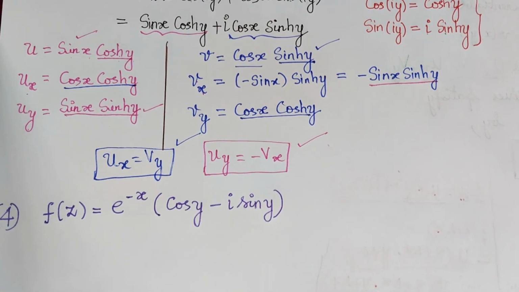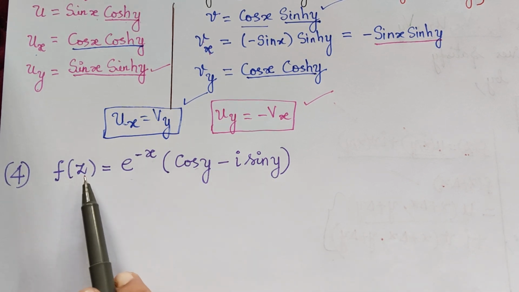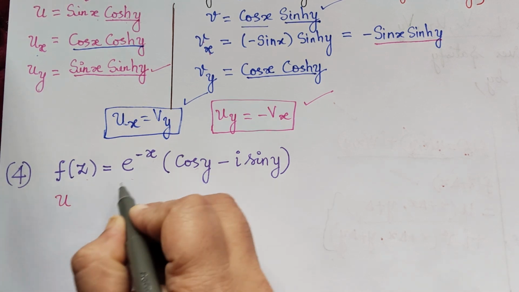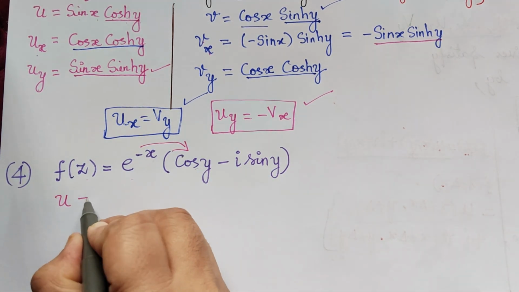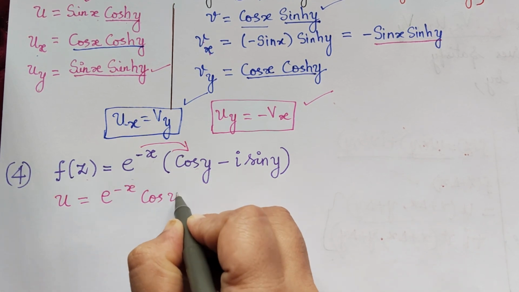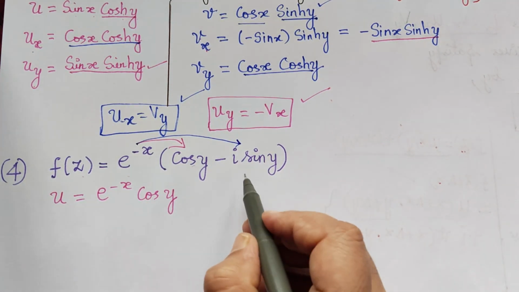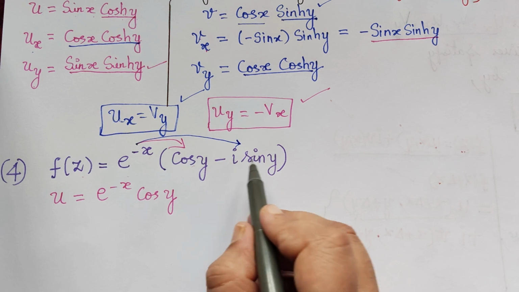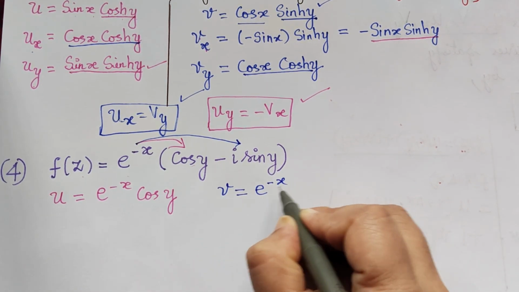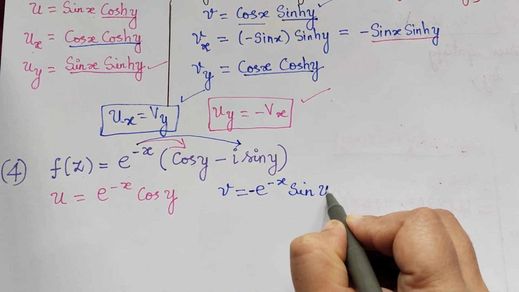So now next we have the fourth question on this topic, where the function f of z is given in terms of x and y. So directly we can take and write the real part. So the real part is u is equal to e power negative x cos y. And what about the imaginary part? It is e power minus x multiplied with minus sine y. So the imaginary part is v is equal to e power minus x, and we have minus, so minus I'll put here, and then sine y.